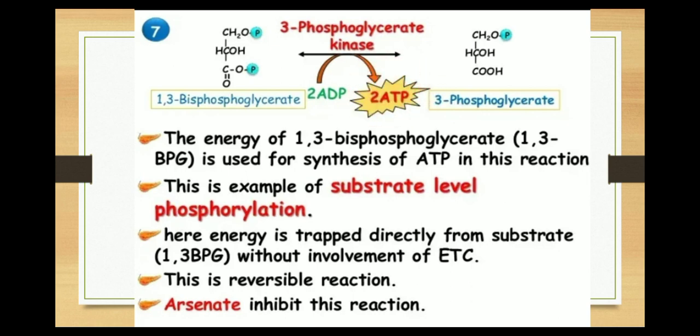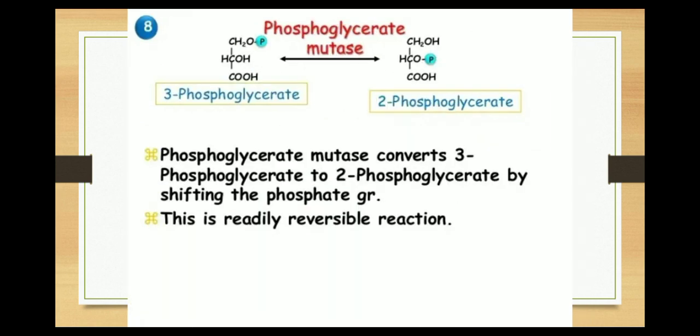The energy of 1,3-bisphosphoglycerate is used for the synthesis of ATP in this reaction. We have already discussed this is an example of substrate level phosphorylation. Here, energy is trapped directly from the substrate without involvement of the ETC. ATP is forming directly without going into the ETC cycle. This is a reversible reaction, and arsenate inhibits this reaction. Let's move on now.